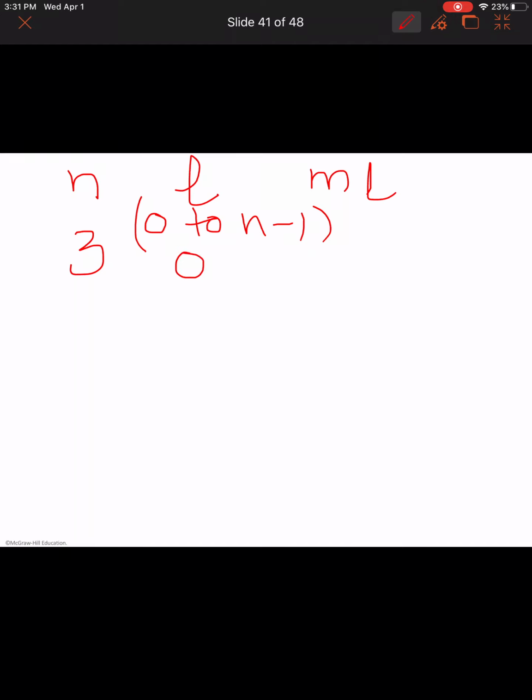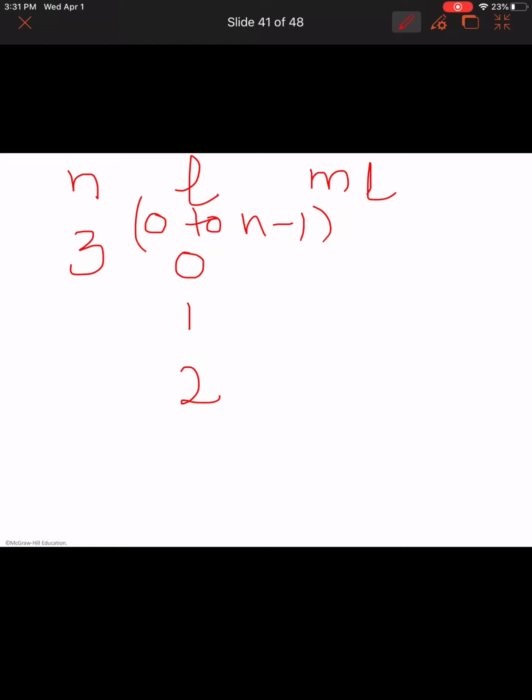So let's see how we're going to do this one. We are given n equals 3, and you need to find out the L value and ML value. So how do we find L? L is going to be the values 0 to n minus 1. Now, if n equals 3, what are the possible L values? Obviously, 0 would be there. What is n minus 1? n equals 3, 3 minus 1 is 2, right? So it goes from 0 to 2. 0, 1 and 2 are going to be the L values.